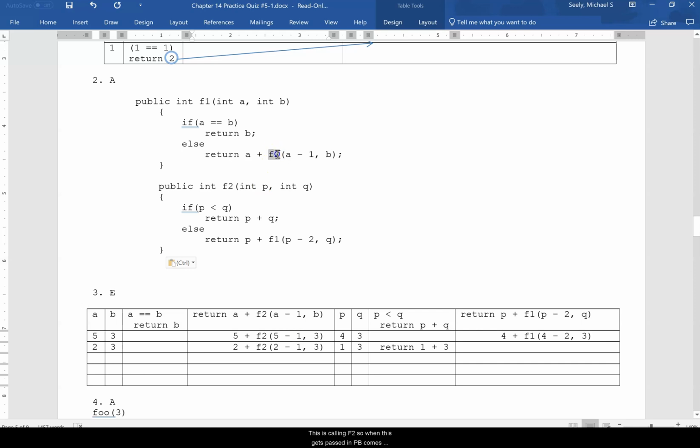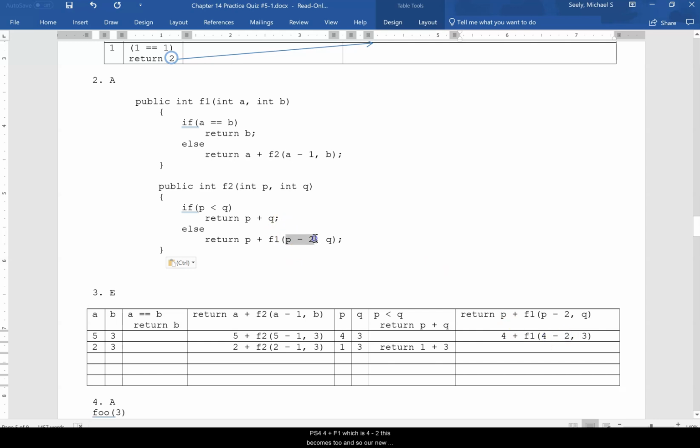And so then this is calling F2, so when this gets passed in, P becomes 5 minus 1, which is 4, and Q is B, which never changed, so Q is 3. So is 4 less than 3? No. So then what do we do here? We don't do this one. We return this one. So this goes to F1. So then we've got P is 4, 4 plus F1, which is 4 minus 2.